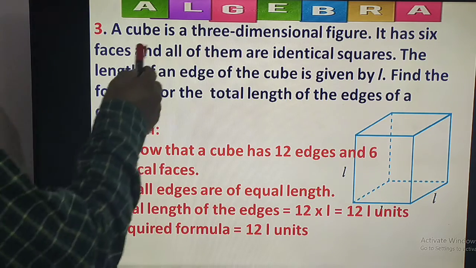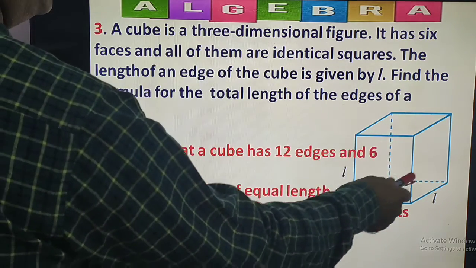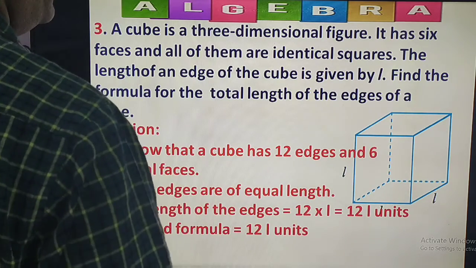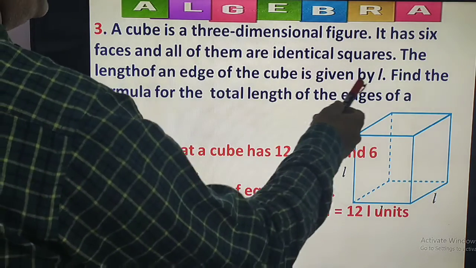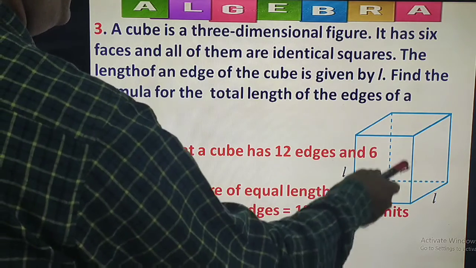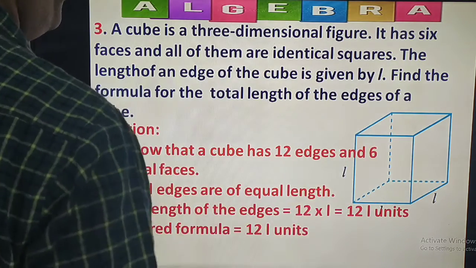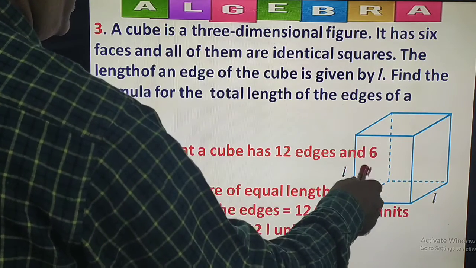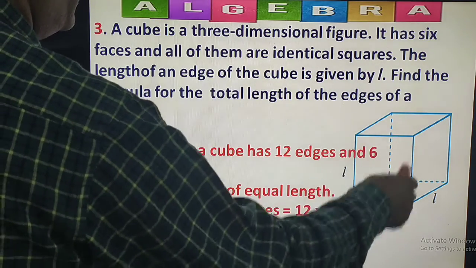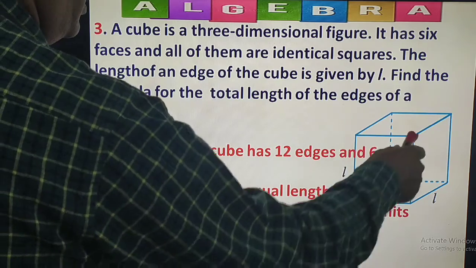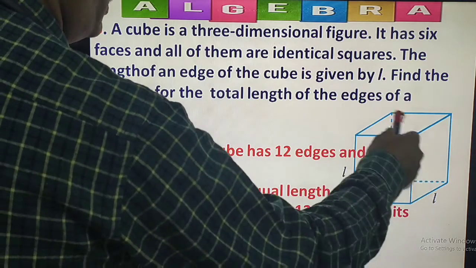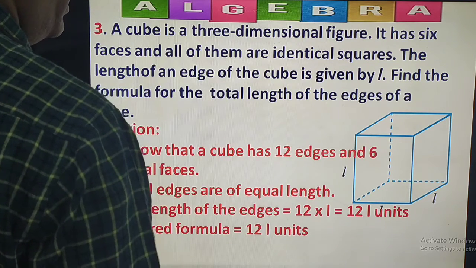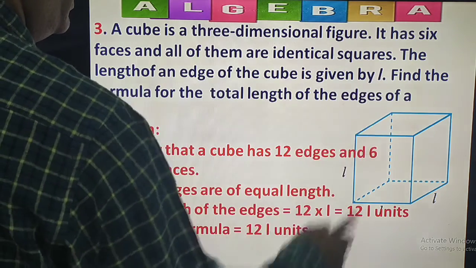Now what is given? The cube is a 3-dimensional figure having 6 faces, and each face is a square. The length of the edge of the cube is given as L, which means each side of the square face has length L. These six faces have 12 edges. 12 edges means these vertical 4 edges, horizontal 4 edges, and these slant 4 edges. Means 12 edges are there, and the length of each edge is given as L.